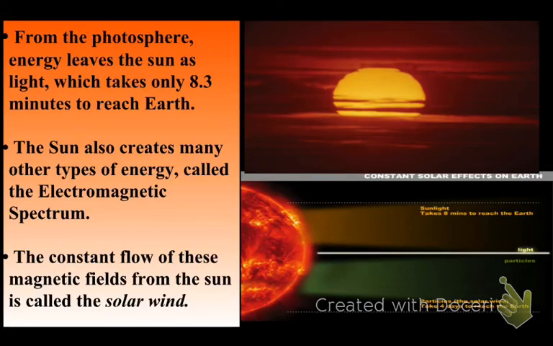So in our sun, from the photosphere, energy leaves the sun as light, which takes 8.3 minutes to reach our Earth. So that means after the sun sets, we still have 8.3 minutes of light because it takes that long for light to reach us from the sun. The sun also creates other types of energy called the electromagnetic spectrum, which I am sure you are familiar with. We're going to talk about it in a second. And then the constant flow of these magnetic fields from the sun is called solar wind, which can be damaging to us, but our Earth has some protection in place.